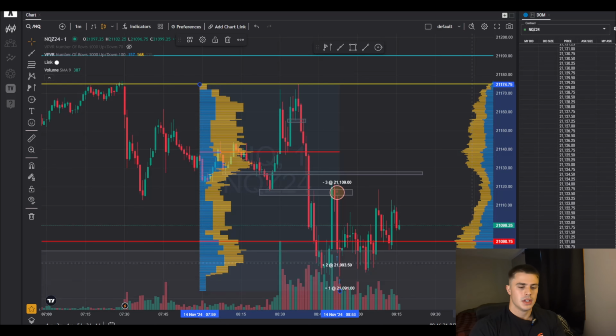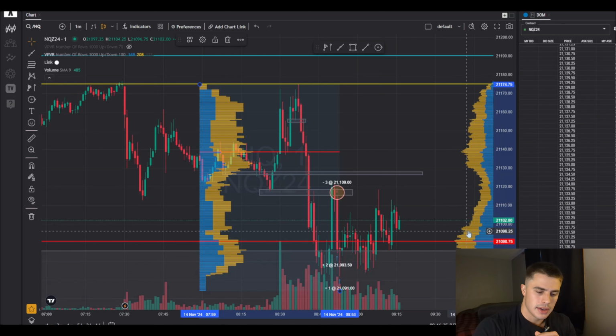So those are the three main structures. There's other things you can look at, but honestly, to keep it simple, that's what I would focus on. Once again, you have high volume nodes, areas of high participation, low volume nodes, areas of illiquidity or lack of participation, and then you have points of control, which, like I said, is the highest amount of volume at one price level.